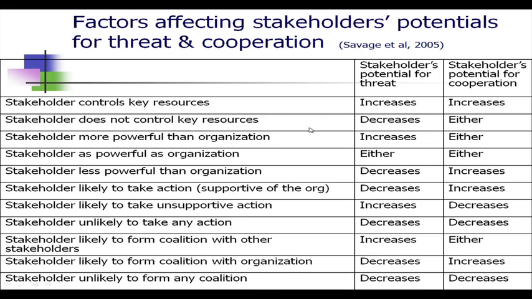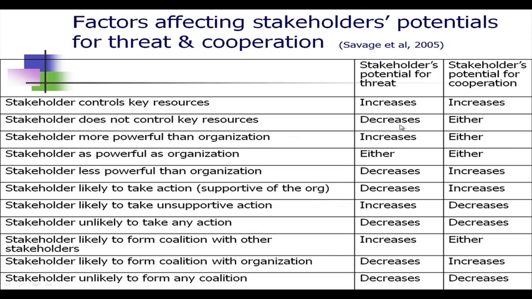If the stakeholder does not control key resources, the potential for threat decreases. They don't control your key resources, so they can't really threaten you, but they might be willing to cooperate with you. That is why the word either is here. Stakeholders are more powerful than the organization. In that case, their threat increases, but they might or might not be willing to cooperate with you.